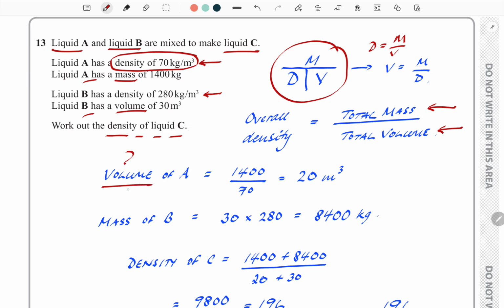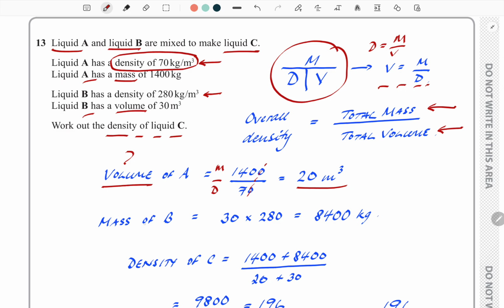All right, so the volume of A, using the formula there, is going to be your mass divided by the density. So that's 1400 divided by 70, and I hope your non-calculator maths is good enough. That's the same as 140 over 7, all right, and that's 20 cubic meters.